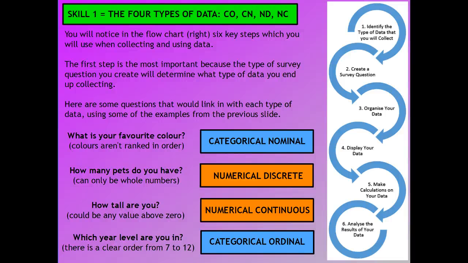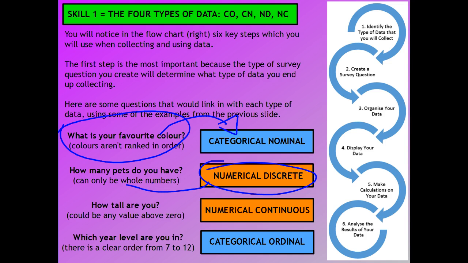When it comes to making a survey, it's really important that we understand what type of data we want to collect out of the 4 types. So if you're looking to collect numerical discrete data, which is data that's only whole numbers, there's no point asking everyone what their favourite colour is. Because if we ask them what their favourite colour is, we'll get categorical nominal data. All right? But if we want numerical discrete data, which is whole numbers, we may as well ask a question like, how many pets do you have, which we spoke about earlier, or how many students are in your class, how many people are in your family, where you're going to get a whole number.